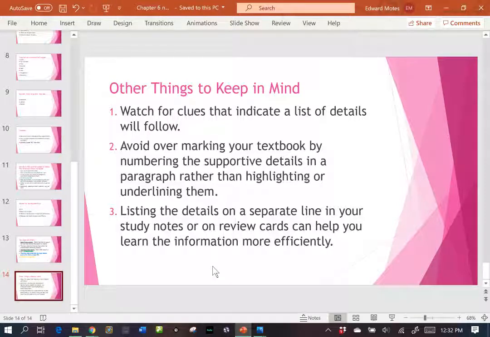And then finally, number 3, listing the details on a separate line in your study notes or on review cards can help you learn the information more efficiently. So that's how we can avoid overmarking our textbooks. Alrighty, so that is our last chapter in the book, chapter 6, supporting details.